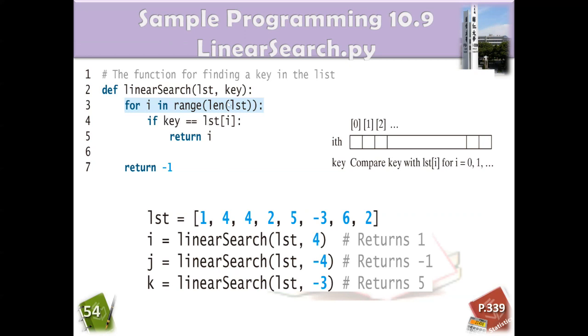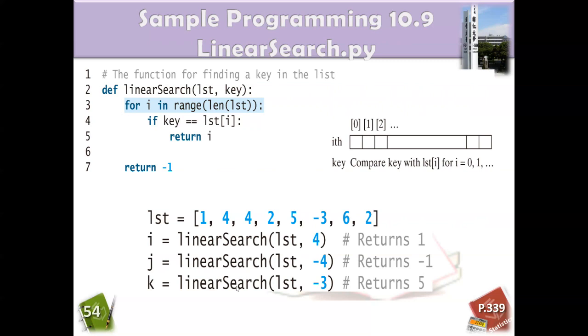So how can we find which index has the value? We use a for loop, right? For i in range, and the range will be the length of the list. If the key, which means the value you want to search for, equals list[i], then we return i, meaning we found the value at the ith index. Otherwise, when the for loop cannot find anything, please return -1. So we will try this example, okay?